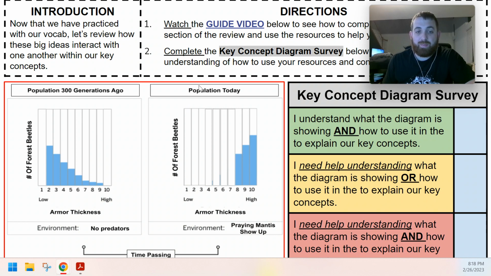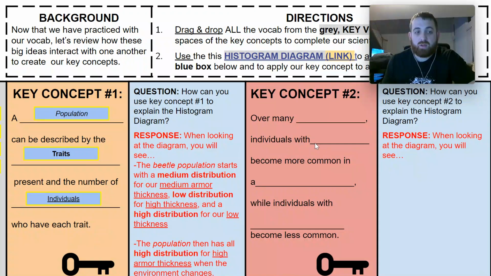And in the population today, so 300 generations later, our forest beetles see a very big change in their overall distribution to their armor thickness. We also know that after this time passing, the environment had praying mantises show up somewhere within the environment. So we're going to be looking at how this diagram can be used to help us explain the key concepts.